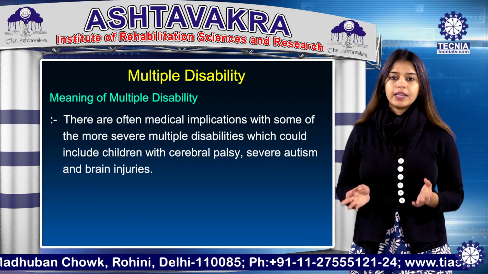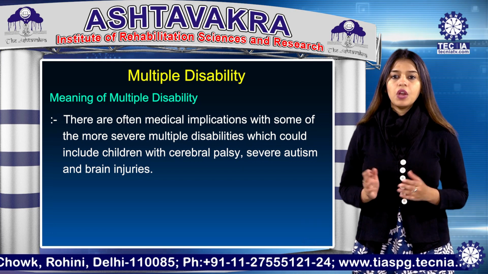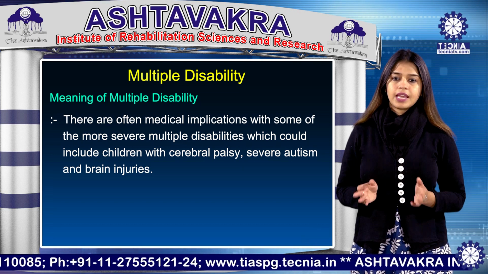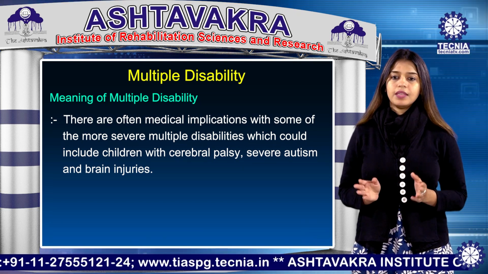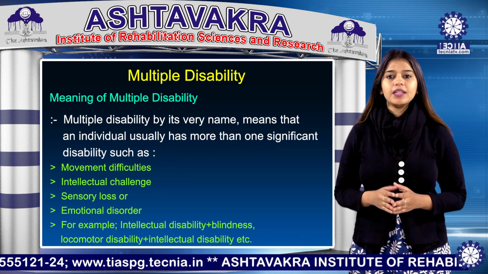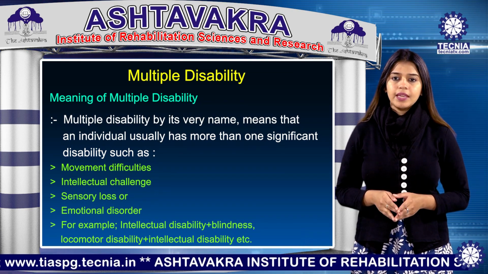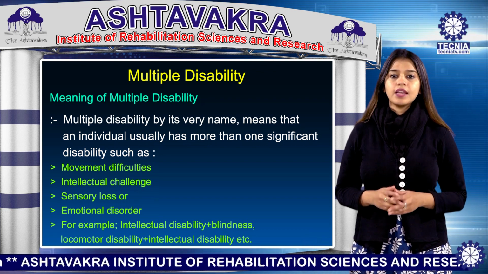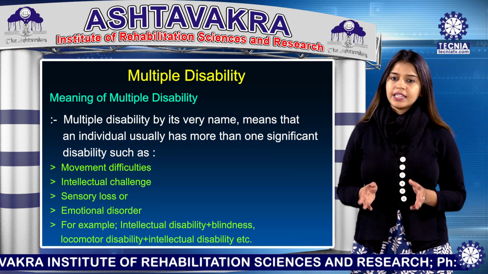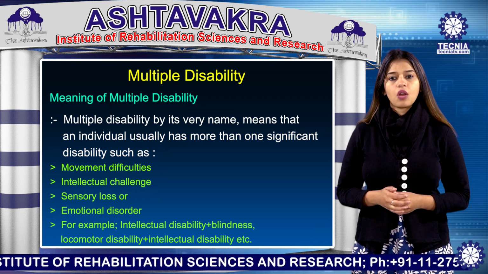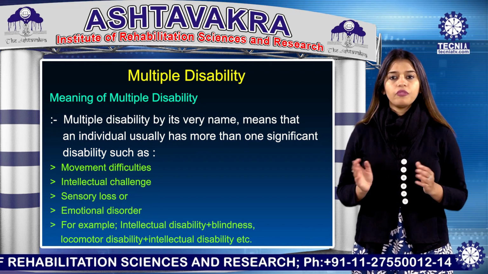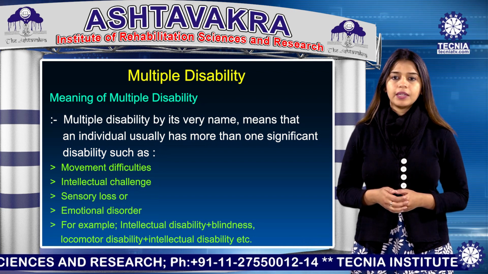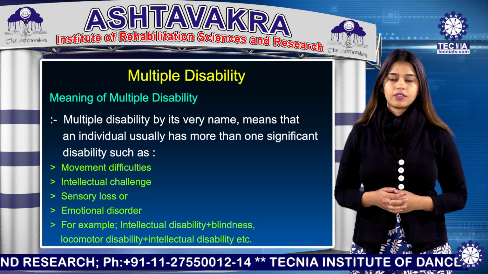There are often medical implications with some of the more severe multiple disabilities, which could include children with cerebral palsy, severe autism and brain injuries. Multiple disabilities by its very name means that an individual usually has two or more significant disabilities such as movement difficulties, intellectual challenge, sensory loss or emotional disorder. For example, intellectual disability plus blindness, locomotor disability plus intellectual disability, etc.